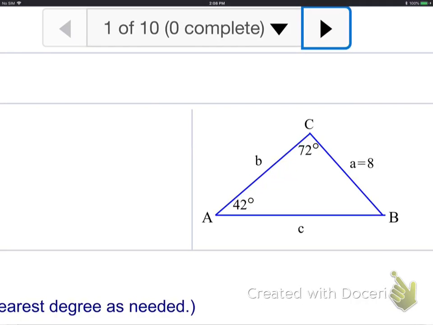Okay, so here we go. Here we are, and this is section 4.1, and we're trying to find the sides and the angles of this triangle.